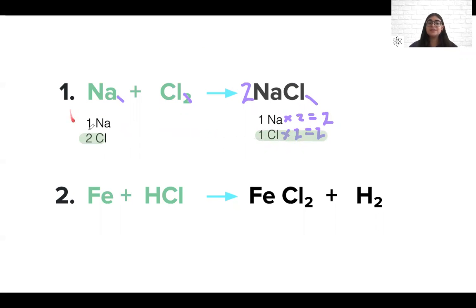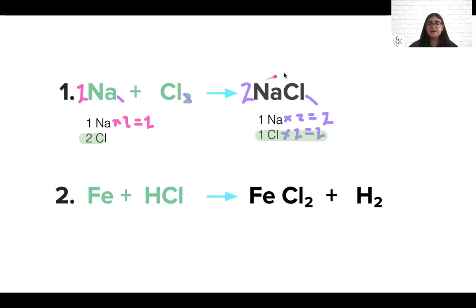Now the only problem is sodium. Over here we have 1 sodium, and over here we have 2. Well, that's okay. We can just mess with this coefficient. Again, we're not allowed to touch the subscript, so we just don't touch that. But if I put a 2 here in front of the sodium, then we have to multiply the 1 times 2, and then we get 2 sodiums.